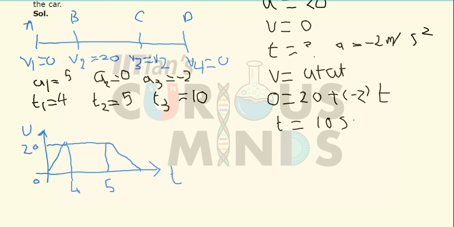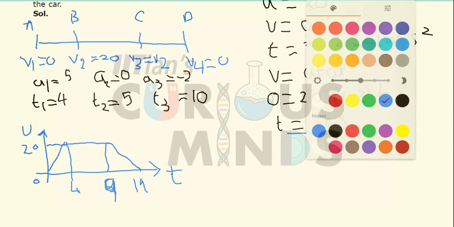Then it decelerates. Now 4 plus 5 will be equal to 9 seconds. Now it decelerates for 10 seconds. So 9 plus 10 will be equal to 19. So this will be the velocity time graph for the given part. So it will be 4 to 9 and 9 to 19. The velocity is equal to 20.